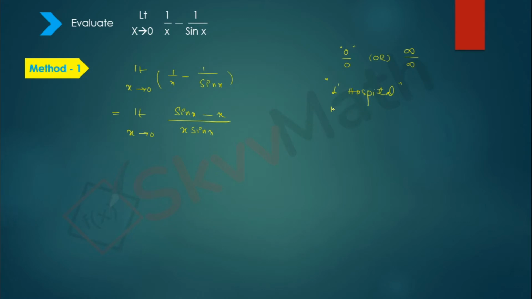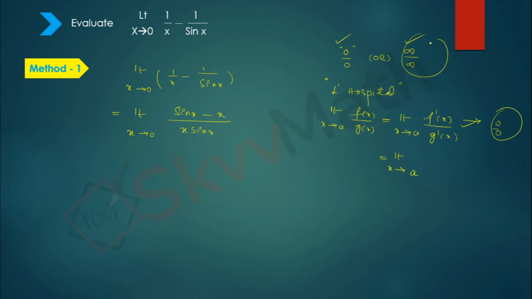Now what is the rule actually? Whenever you have limit x tends to a of f of x by g of x, and you get an indeterminate form 0 by 0 or infinity by infinity, we write this limit as limit x tends to a of the derivative of the numerator, f dash x, by the derivative of the denominator, g dash x. This is the L'Hopital rule. If once again you get 0 by 0 form, you can repeatedly apply the same rule, giving f double dash x by g double dash x. Here we get 0 by 0, that's why we can apply the L'Hopital rule.